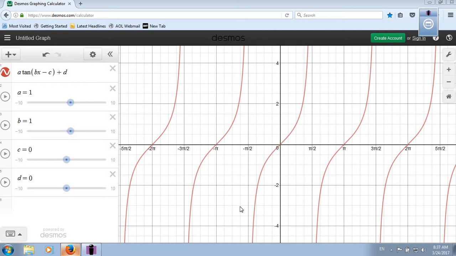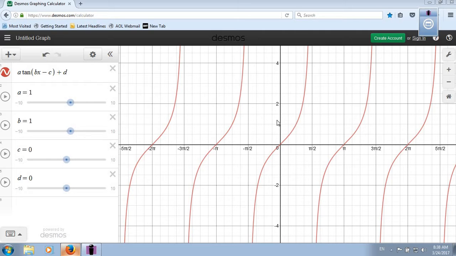So why do the asymptotes happen? If you remember, what is tangent? Tangent is sine divided by cosine. Every time somebody asks you what tangent is, just say sine divided by cosine. So whenever cosine equals 0, you have undefined points for tangent, which is called a vertical asymptote.